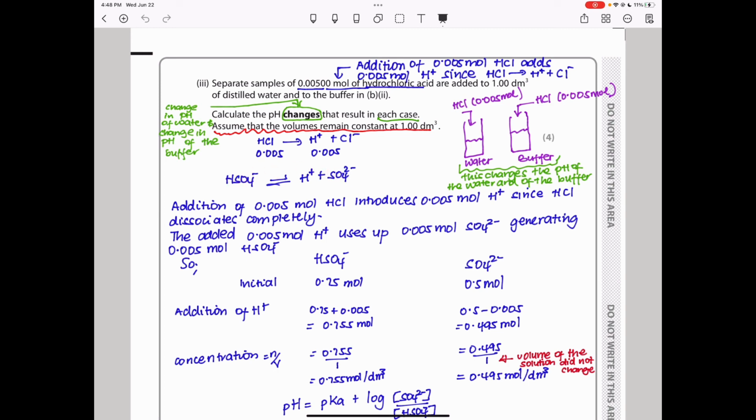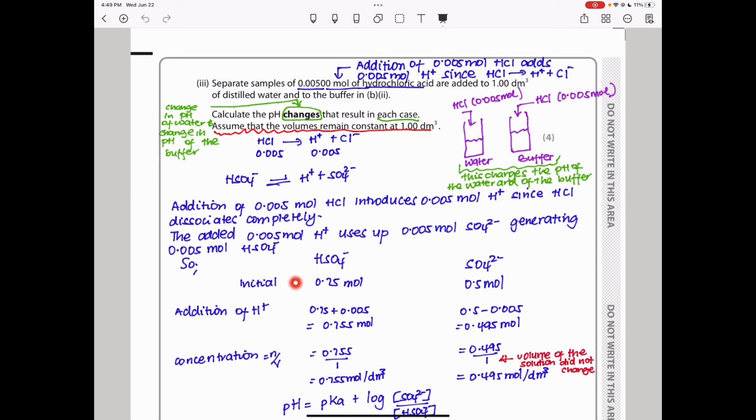So it means if I added 0.005 moles of HCl, it is going to produce 0.005 moles of H plus. The produced 0.005 moles of H plus are going to react with 0.005 moles of sulfate, producing 0.005 moles of HSO4 minus, as you can see here. So when that occurs, it means the moles of the SO4 are going to be reduced by 0.005, and the moles of HSO4 minus are going to be increased by 0.005, as you can see here.